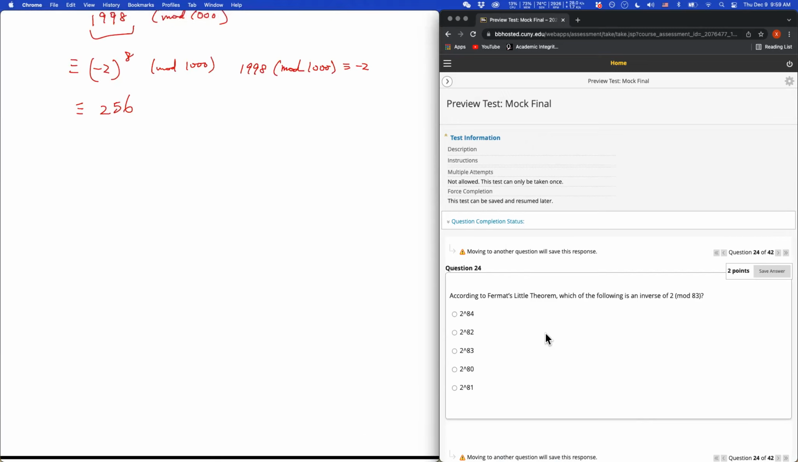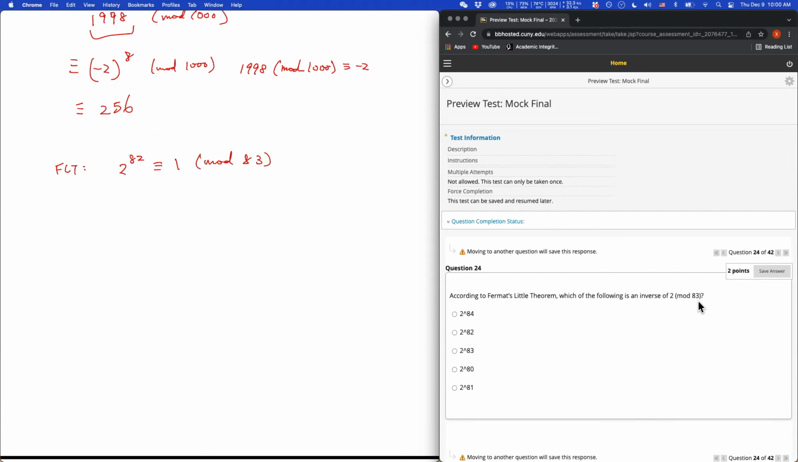Okay, next is asking, according to Fermat's little theorem, which of the following is the inverse of 2 mod 83? Well, according to Fermat's little theorem, 83 is a prime. So 2 to the 82 will be congruent to 1 mod 83. Right, so this is what you know from Fermat's little theorem.